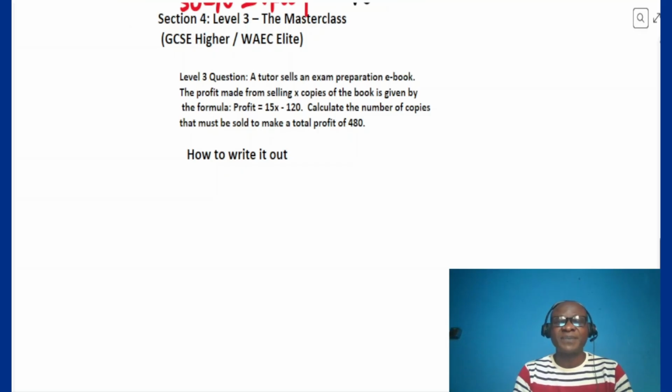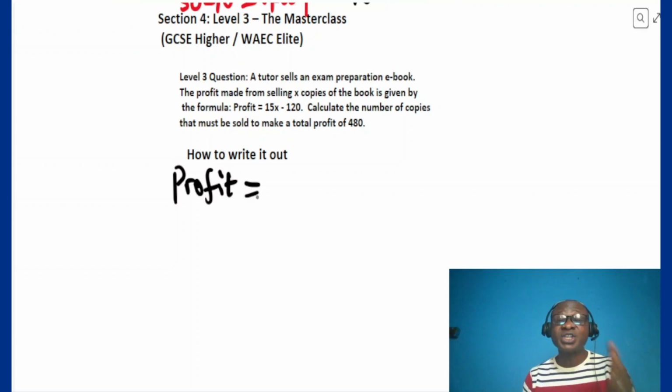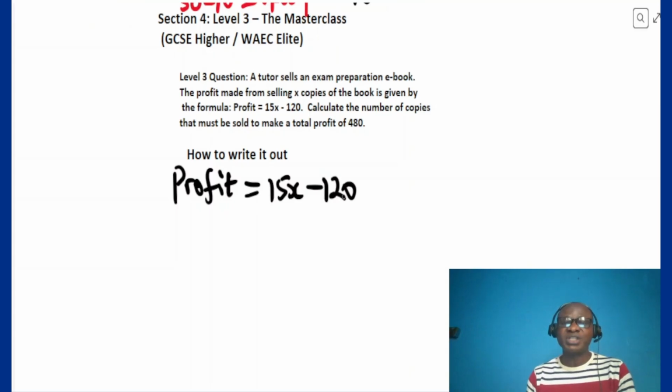The profit made from selling x copies of the book is given by the formula profit equals 15x subtract 120. Look at it. Profit is written. Profit, the equation given by the examiner. So the examiner in this question has already given you the equation. You are not formulating the equation again. So profit is equal to 15 multiplied by x, that is 15x, then subtract 120. It means that you are going to use the examiner's equation given to you in the question. Higher GCSE questions, you see this. WAEC exams, you see this.